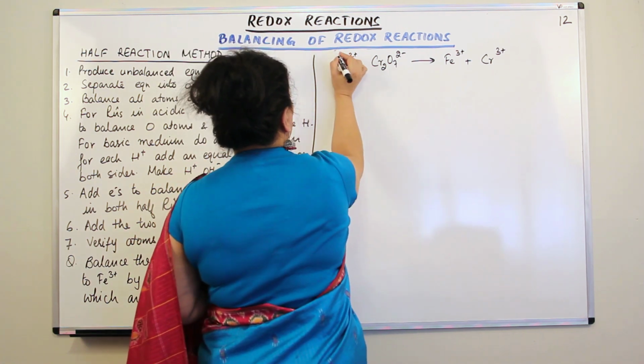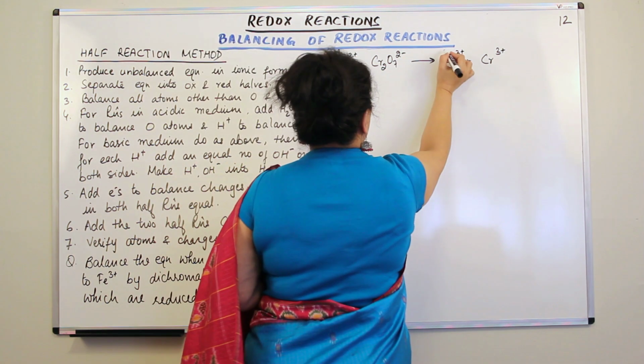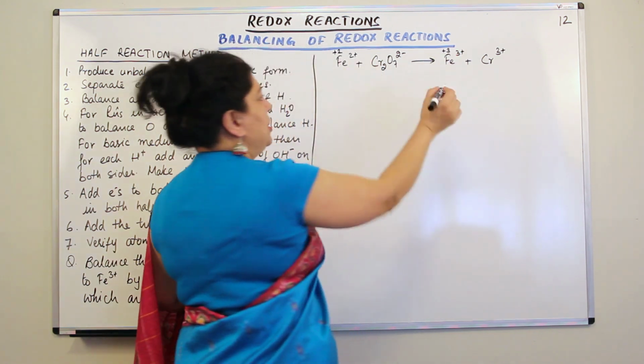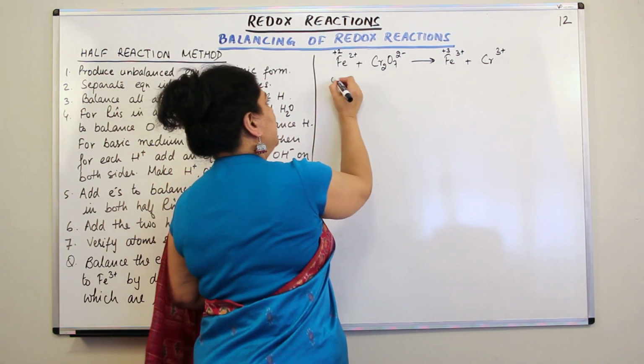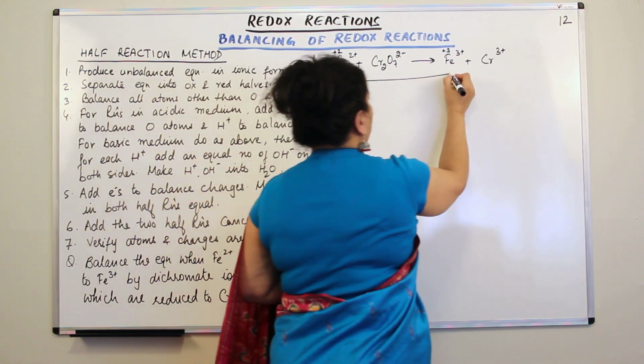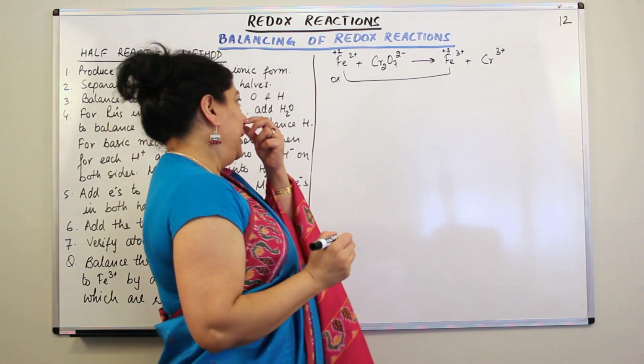Fe2+ has a charge of +2. Fe3+ has a charge of +3. So the oxidation number is increasing, therefore Fe is getting oxidized. So your oxidation half reaction should have these two.